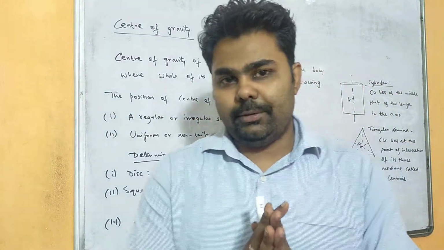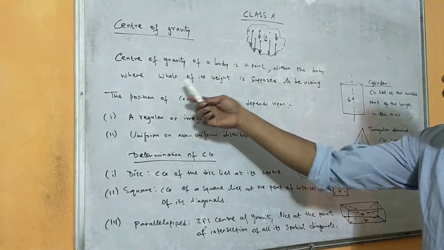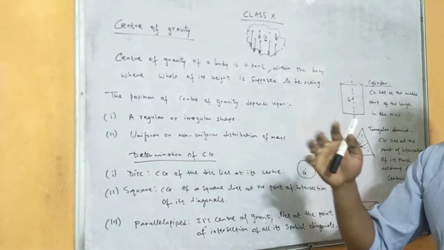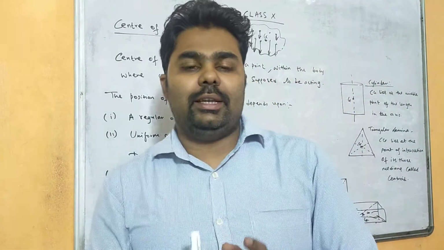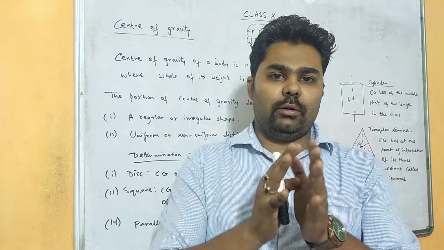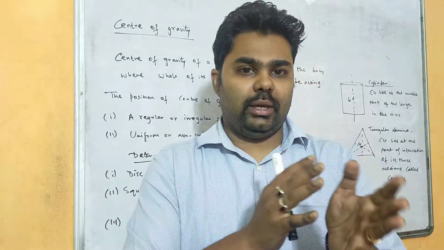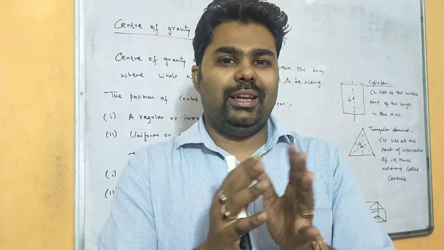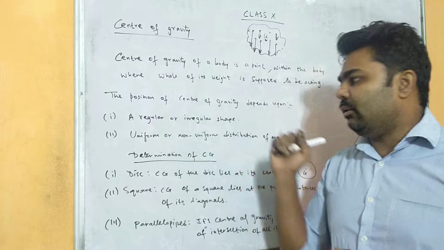Okay, so let me summarize what we have learned today. So what is center of gravity? The position of center of gravity is a point where the whole of its weight is supposed to be acting. That means an object can be balanced by balancing it at its center of gravity. Now, we can find the center of gravity by looking at its shape, whether it is a regular shape or an irregular shape.